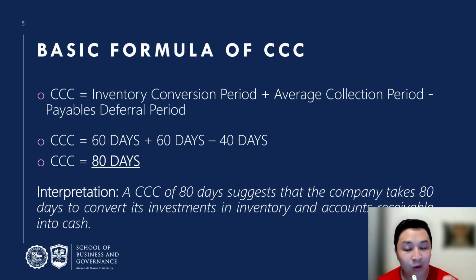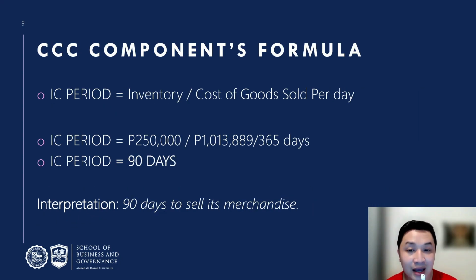So what will be the interpretation for this? Meaning to say, the result, a CCC of 80 days, suggests that the company takes 80 days to convert its investment in inventory and accounts receivable into cash. In the previous slides, we were able to learn how to compute the cash conversion cycle by getting the values of its components.